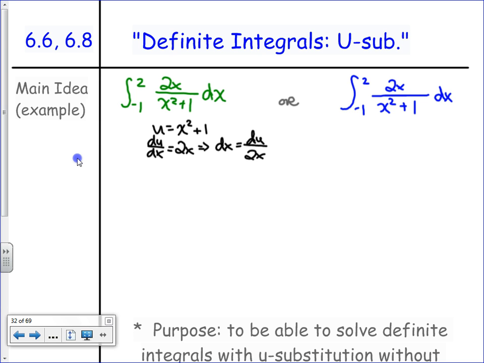I go plugging and chugging, and I end up with 2x over u times du over 2x. And the 2x's go psh, psh, and then I end up with ln of... Did yours go psh, psh? Mine did. So there we go.